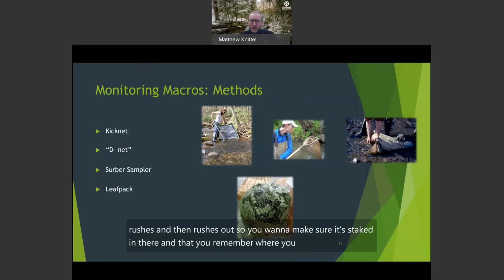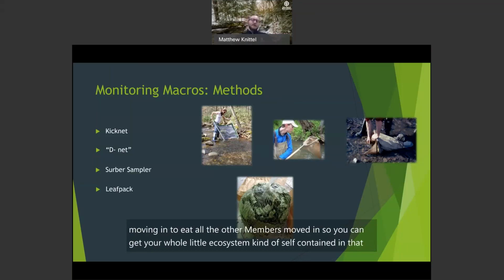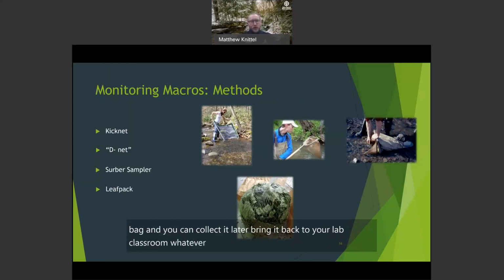And so you stake your leaf pack in there, and you leave it there for 6 weeks. And what's going to happen is you're going to have macroinvertebrates move into that leaf pack so they can start consuming the leaves. And as you have those shredders moving in to consume the leaves, you'll have your collectors moving in to collect the little pieces that are coming off. You'll have your grazers, your scrapers moving in to eat the biofilms that are developing on there. And you'll have predators moving in to eat all the other macroinvertebrates that moved in. So you can get your whole little ecosystem self-contained in that bag, and you can collect it later, bring it back to your lab, classroom, whatever, and open it up and then sort through it and find what you have.